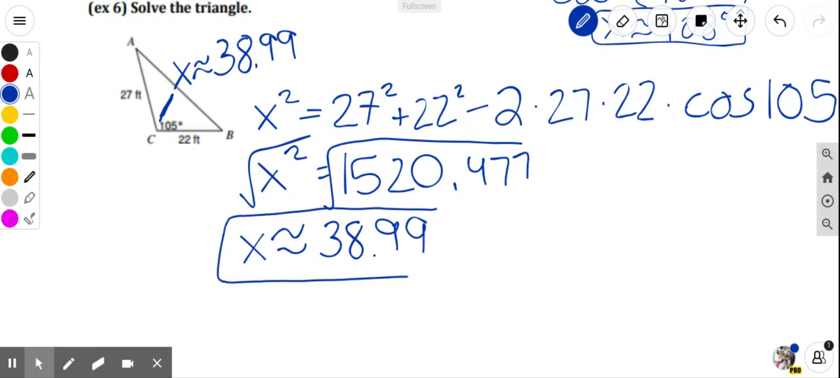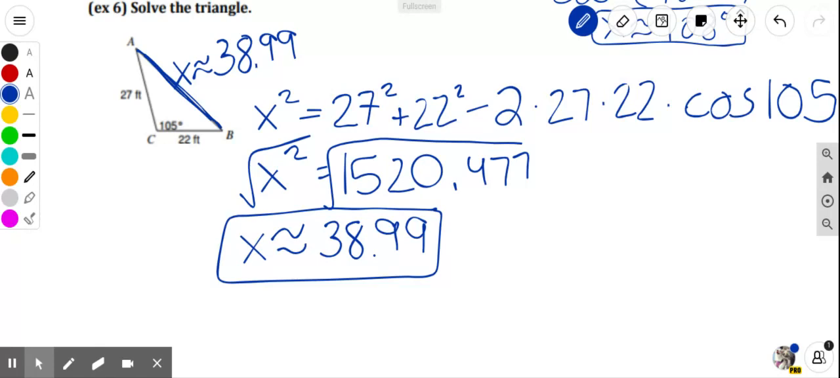Okay, so now that we have 38.99 for this side, now our options are kind of open. Look at what we have now. We have the three sides, we have one angle. So technically, when you have three sides, you could do law of cosines again and find A or B. But law of cosines is really long, and it's not really necessary to do that right now.